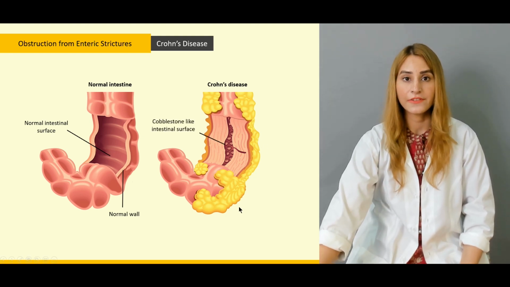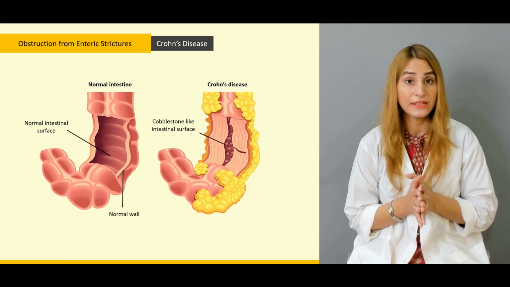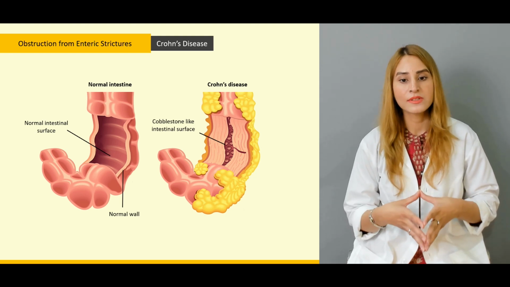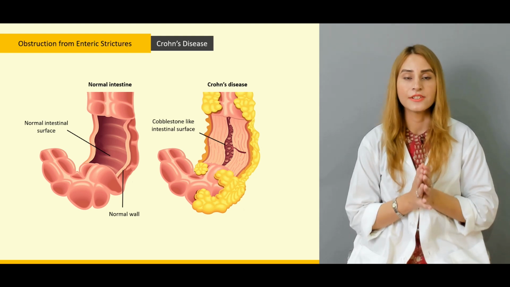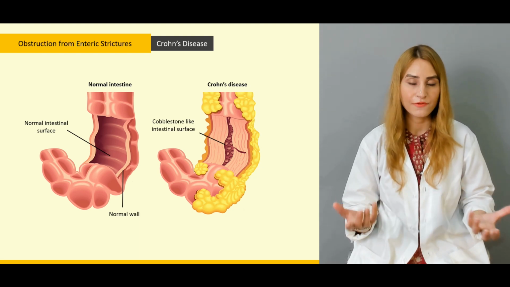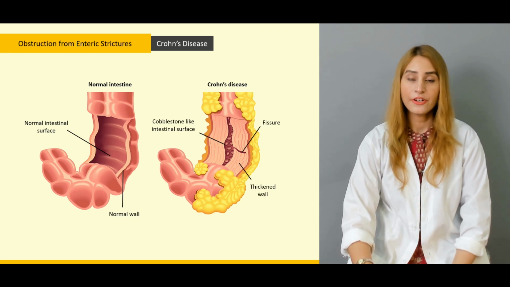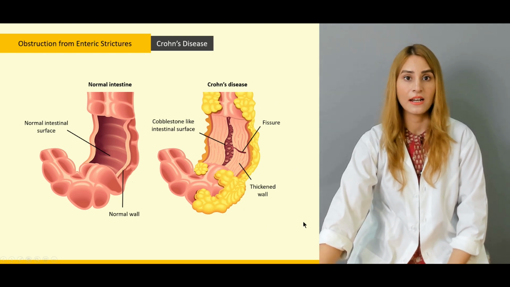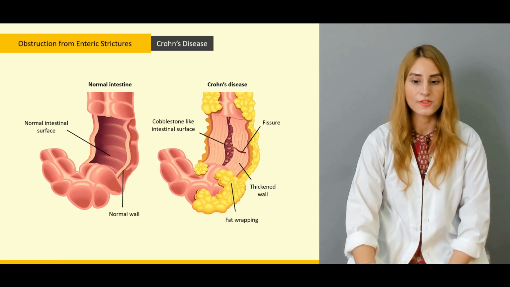In chronic inflammatory processes, we know that there's a lot of fibrosis, right? So that extensive fibrosis leads to the cobblestone appearance of the intestinal surface, and because of that extensive fibrosis, there is a formation of the stricture as well. You can see here there is also the formation of some fissures, and the wall of the intestine is not very smooth, and because of the extensive fibrosis, thickening of the wall is also present.